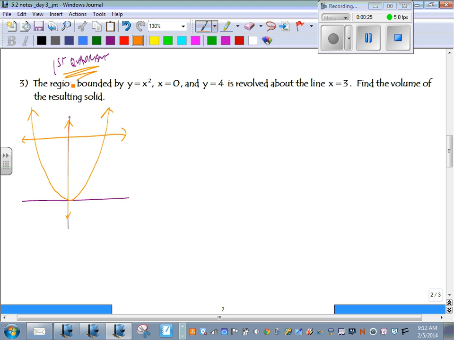I forgot to put this in the direction, so that's why I told you it should be in the first quadrant here. So this region is what we're looking at. And looking at that region, if we're finding area, we could use a dx or dy cut. It would work either way. But we're trying to find the volume when it's revolved around the line x equals 3.